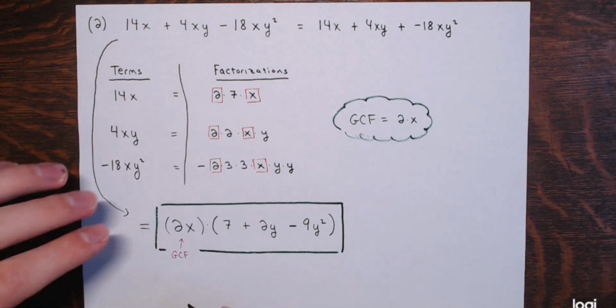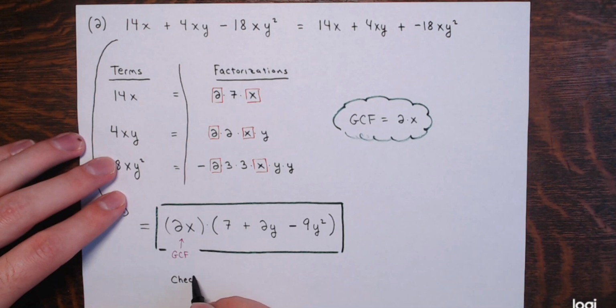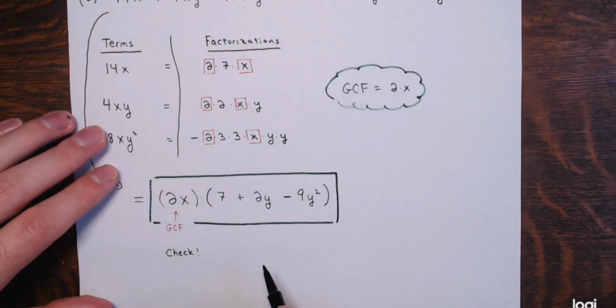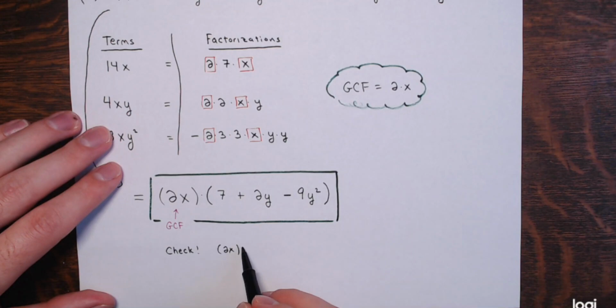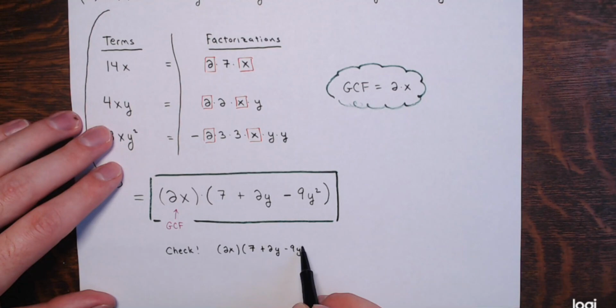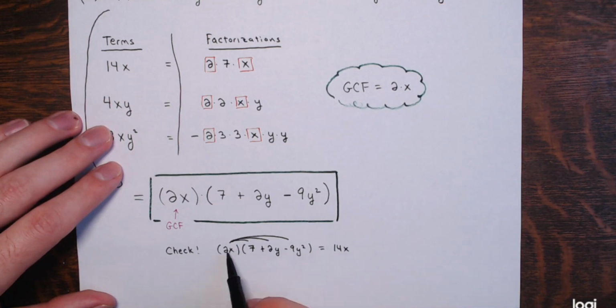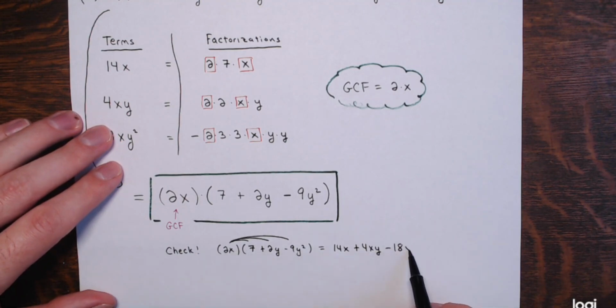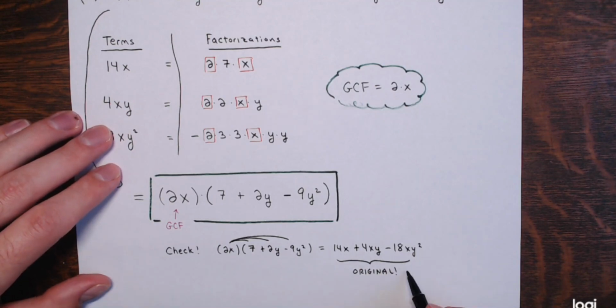And again, please check your result. Always check your work. Always. So if I take what I have there, 2x times the quantity 7 plus 2y minus 9y squared, and multiply by distributing the 2x: 2x times 7 is 14x, 2x times 2y is positive 4xy for the next term, 2x times negative 9y squared is negative 18xy squared, and we get the original expression. Hooray. So it works.